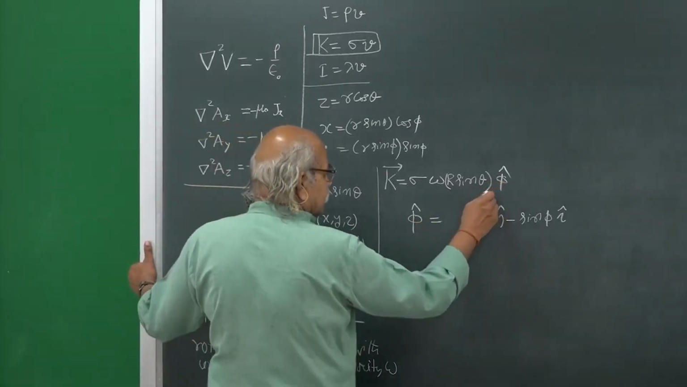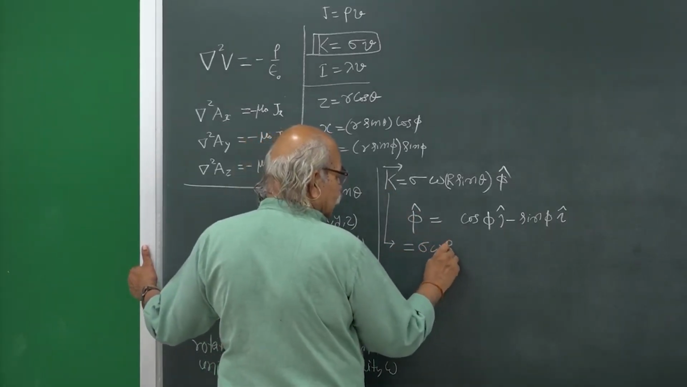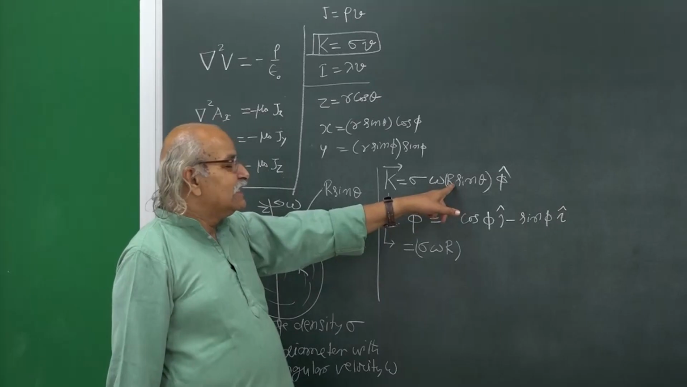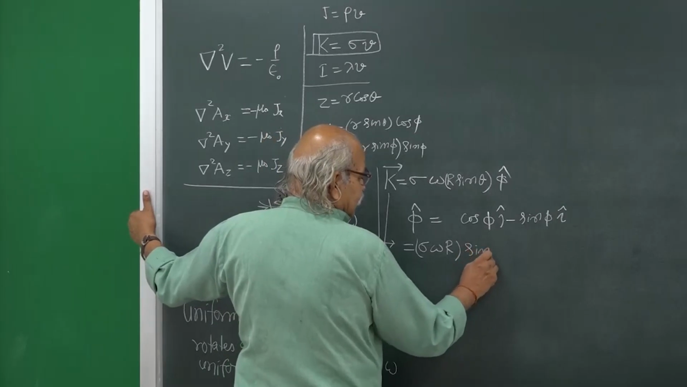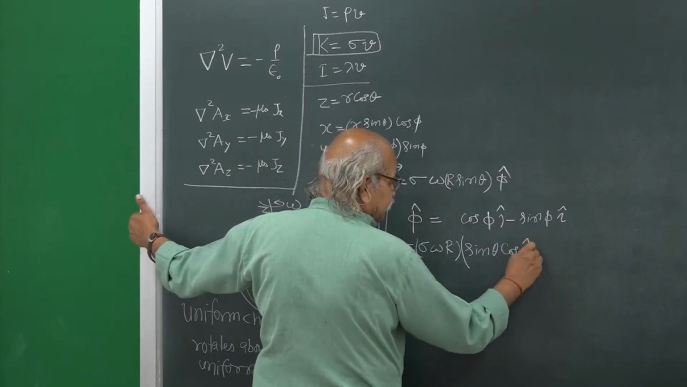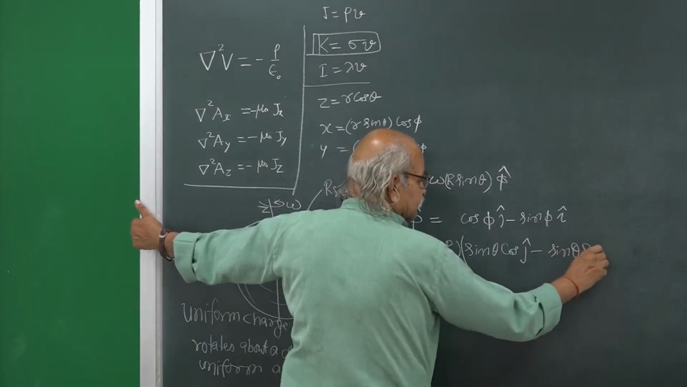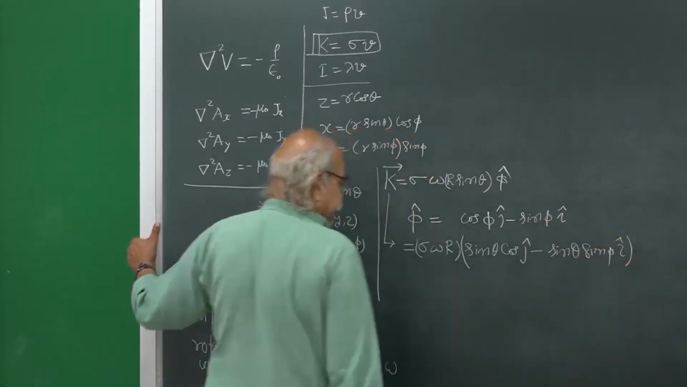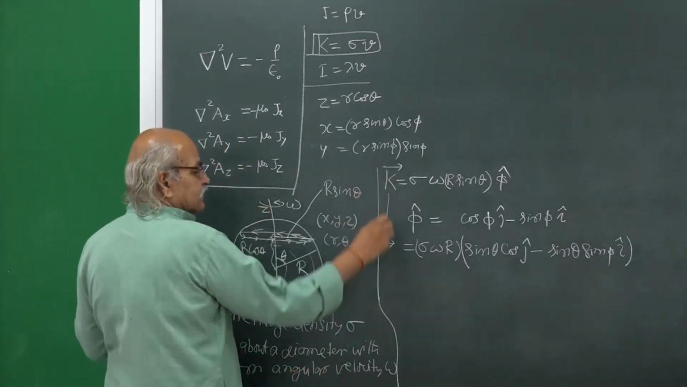If you go back and see, we have used this quantity. So, this K is now sigma into omega into R, a constant, where capital R is the radius of the sphere. So, that is always constant, times sin theta, and then cos phi j cap minus sin theta sin phi, and then you have this i cap. So, you can write now the x, y, z components of this current density.